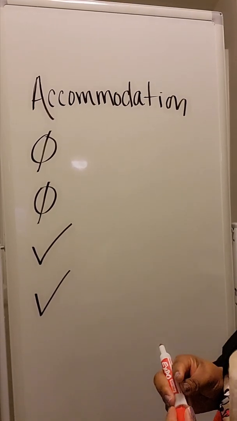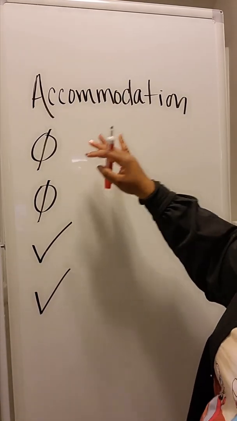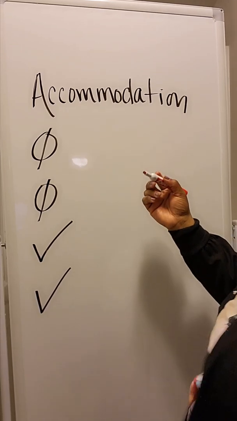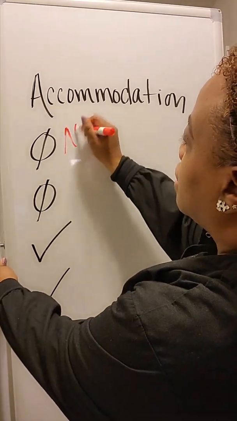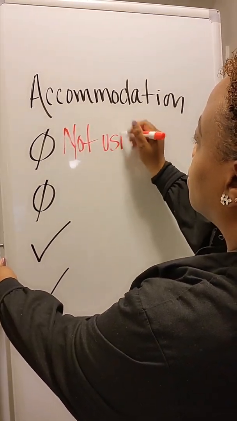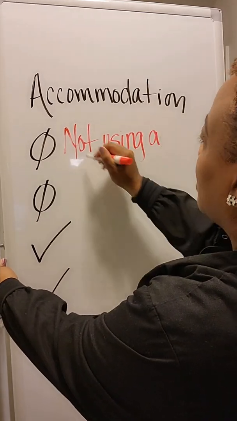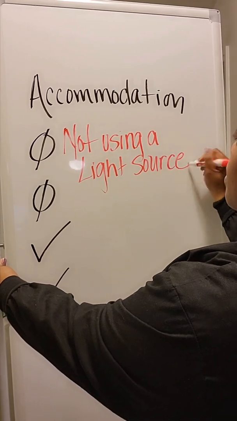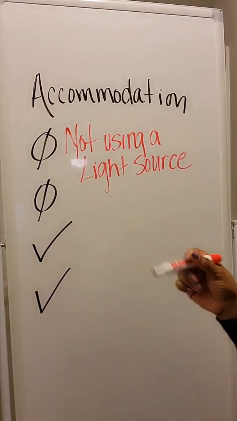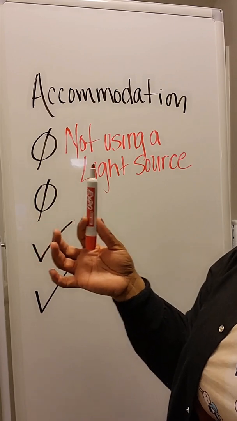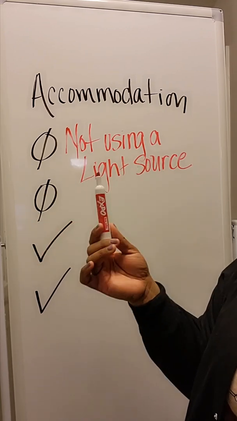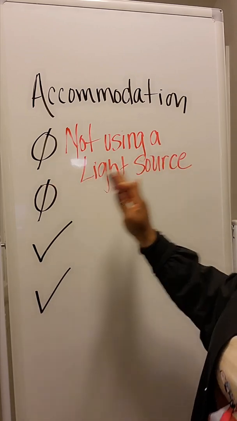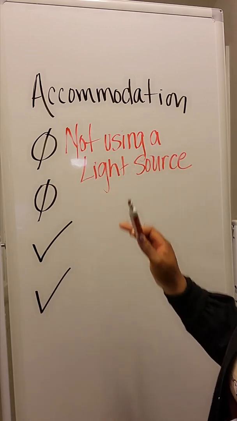All right, so accommodation. One of the things that accommodation is not, as far as what we're not assessing and what we're not using, is a light source. And that may be a little confusing to some people because a lot of times we would use a pin light for the assessment of accommodation, but the light should not be on. So there should not be a light at all when we're assessing for accommodation.